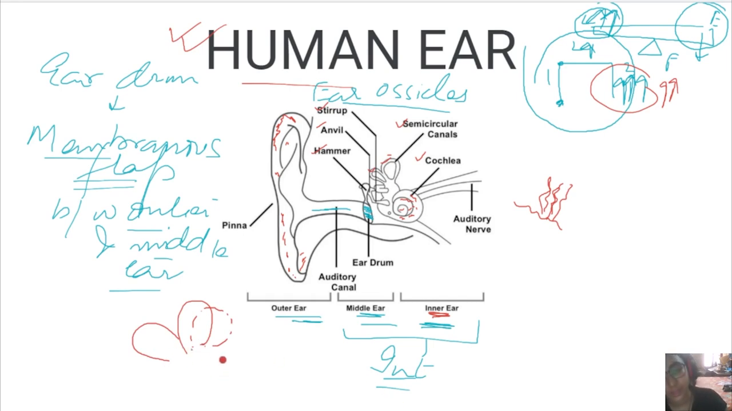Okay. So between the semicircular canals and the cochlea, you get a plate-like portion which connects them. This is known as the vestibule. It is also important, not exactly for hearing, but for balancing, which is not required in physics for now. So now we have understood the interior portion of the ear.